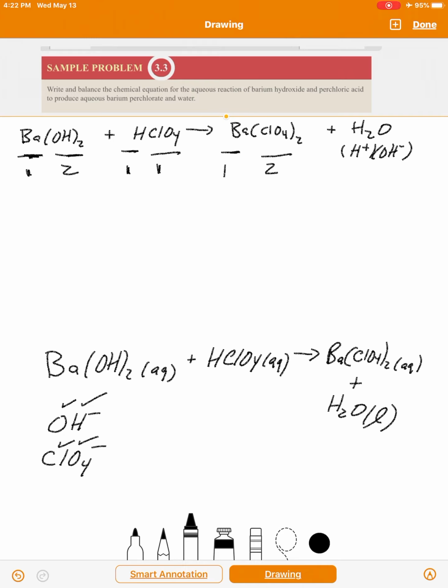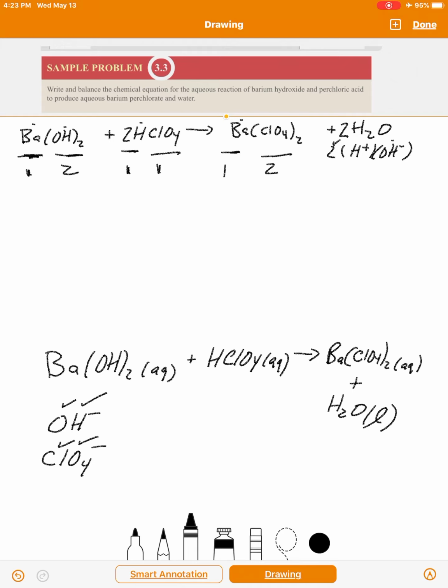I'm going to start on the left side with barium. There's one barium on the left side, there's one on the right, so it's already balanced. There's two hydroxides on the left, but there's only one hydroxide on the right. So let's put a 2 in front of it. That gives us 2 H pluses and 2 OH minuses. So let's come over here. There's one H plus there, but there's 2 H pluses now, right? Because I put that 2 in front of the water, so that gives us 2 H pluses and 2 OH minuses. So let's put a 2 in front of that.